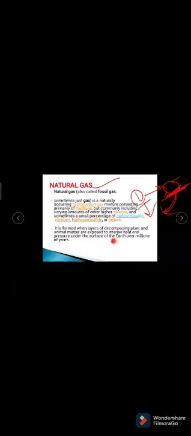It is formed when layers of decomposing plant and animal matter are exposed to intense heat and pressure under the surface of the earth over millions of years. Mainly this natural gas is available in the earth's crust on top of the layer of petroleum.